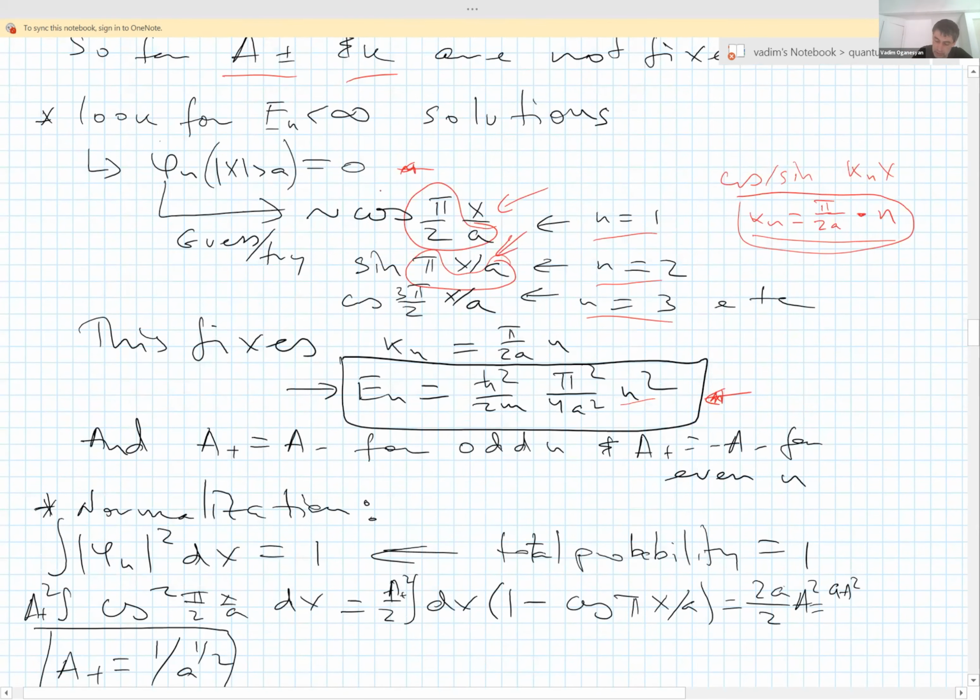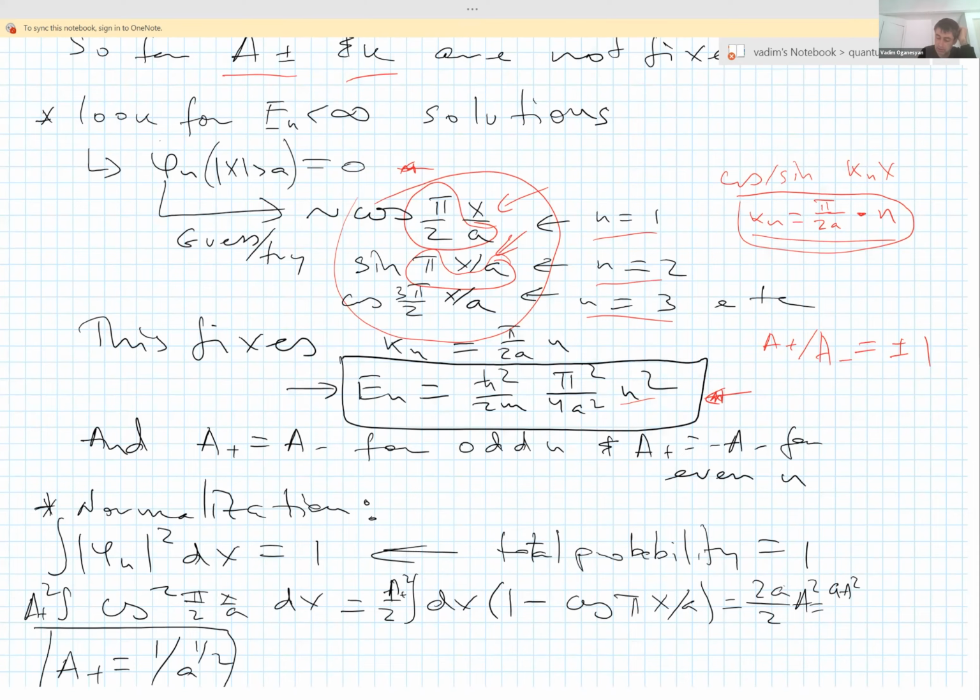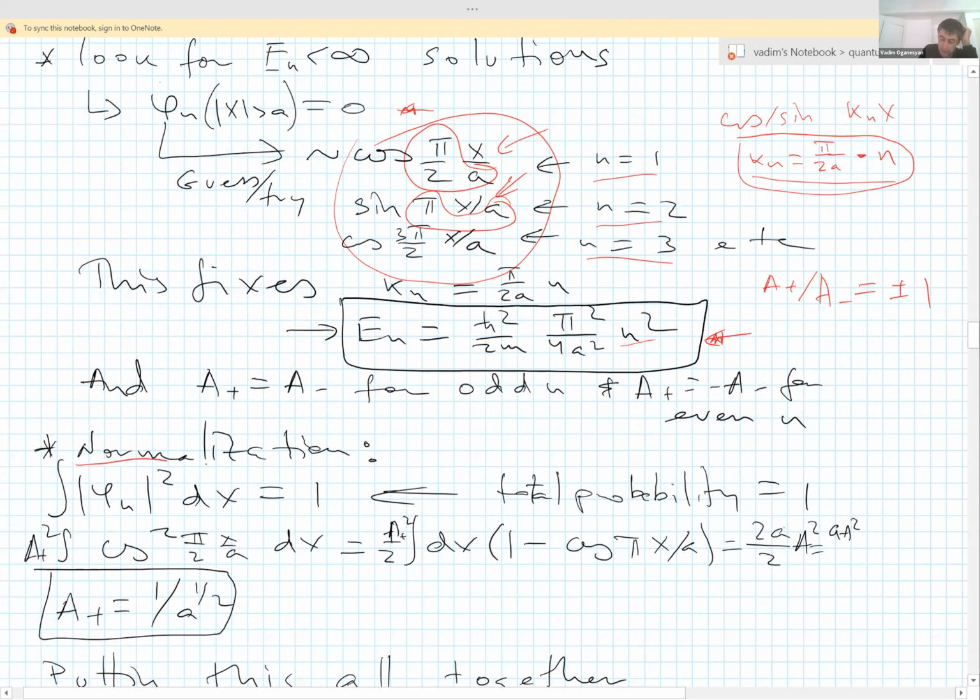Now, if you look at this set of functions, you also actually know what a plus divided by a minus is. That's either plus or minus 1, depending on whether it's a cosine or sine, okay? So energy you solved, the relative ratio of a plus and minus you've solved. The only thing that's left is the overall magnitude of a plus and minus, and that can be deduced by demanding that these wave functions are normalized.